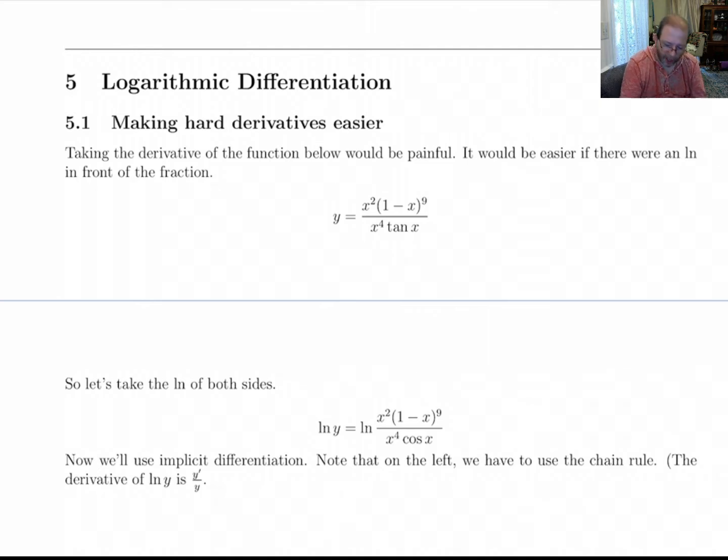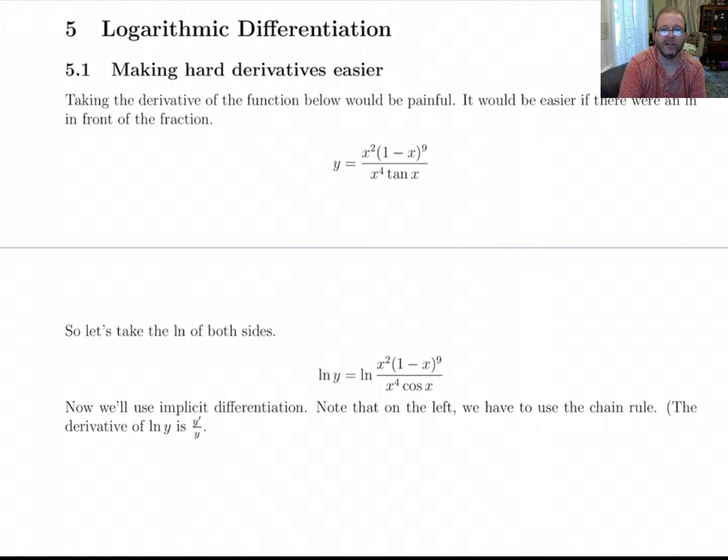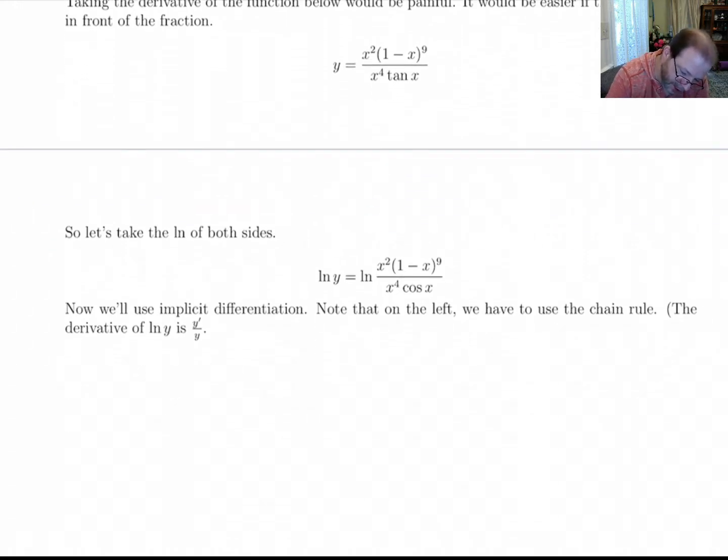So it would be a lot easier if there were a natural log here so that we could split it up. So that's the idea. We're going to take the natural log of both sides and get this equation here. That's the thing that makes this logarithmic differentiation, is that before we do the derivative, we take the log of both sides. So we do this, and now we're going to use implicit differentiation.